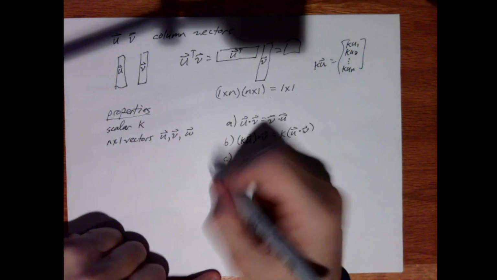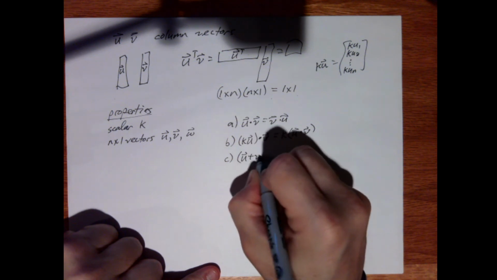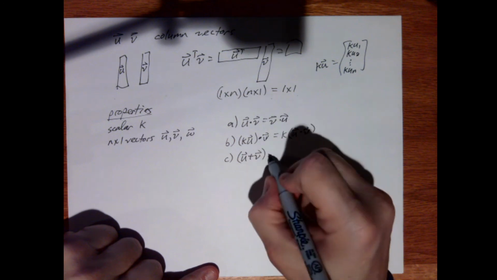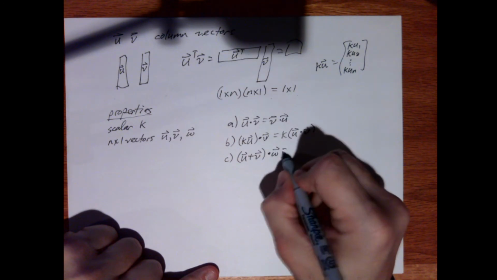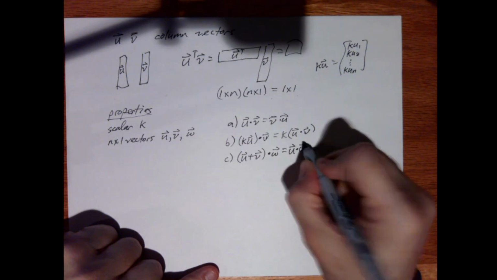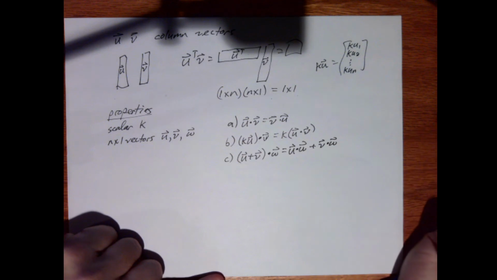The third one is kind of like a distributive property. It says that if I add u and v, producing a new vector, and take the dot product of that new vector with vector w, then that's equivalent to the dot product of u with w added to the dot product of v with w.